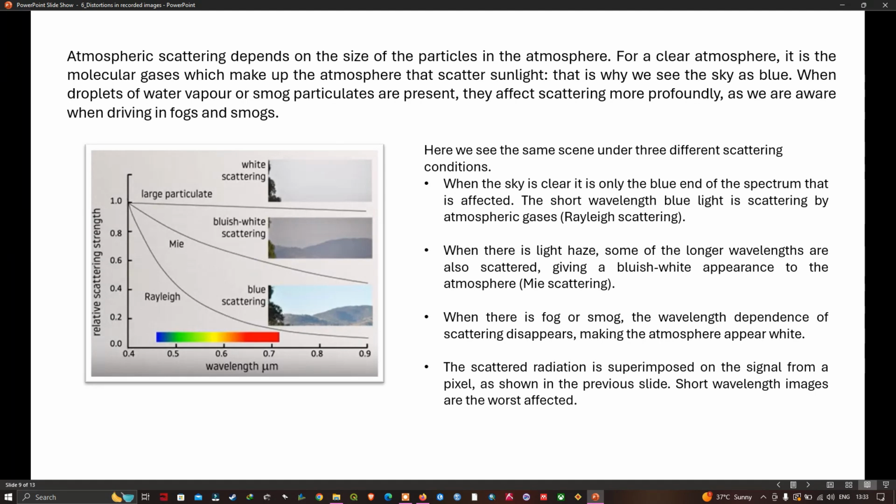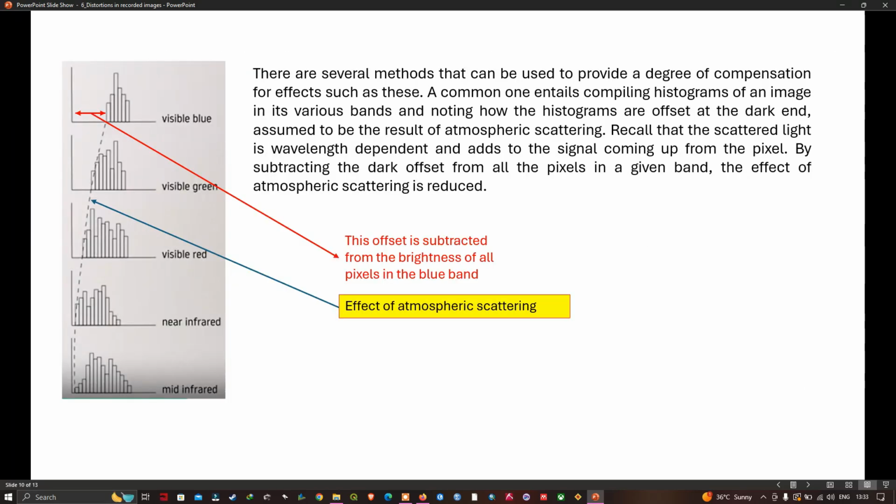One simple means for compensating the wavelength dependent effect of atmospheric scattering is to produce a histogram of each of the recorded image bands. The effects of the atmospheric scattering show up in the histogram as an offset from 0. You can see from here, this is the effect of atmospheric scattering, indicated by the dotted line. Recall that the shorter wavelengths are affected more. This is seen in the visible blue histogram in this example.